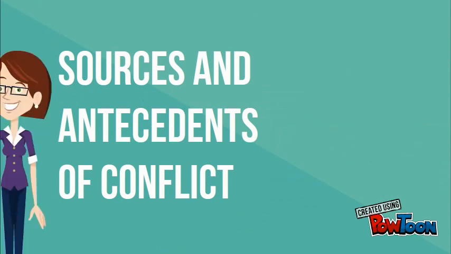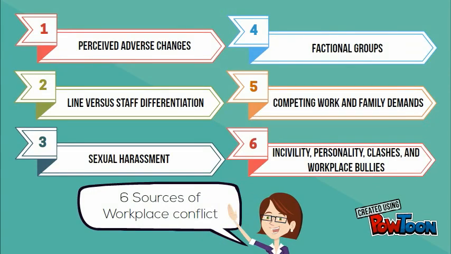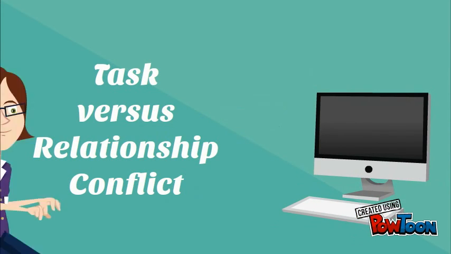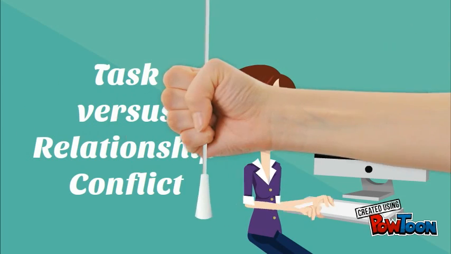Now, let us know the sources and antecedents of conflict. We have perceived adverse changes, line versus staff differentiation, sexual harassment, factional groups, competing work and family demands, incivility, personality clashes, and workplace bullies. In addition to their antecedents, another way to understand conflict is where it is aimed at work or personal issues. So let's distinguish task and relationship conflict.